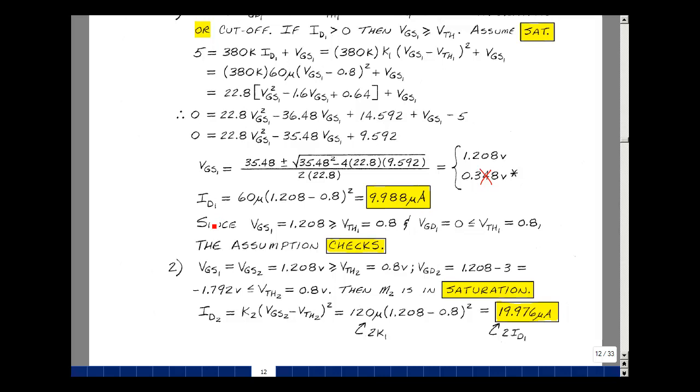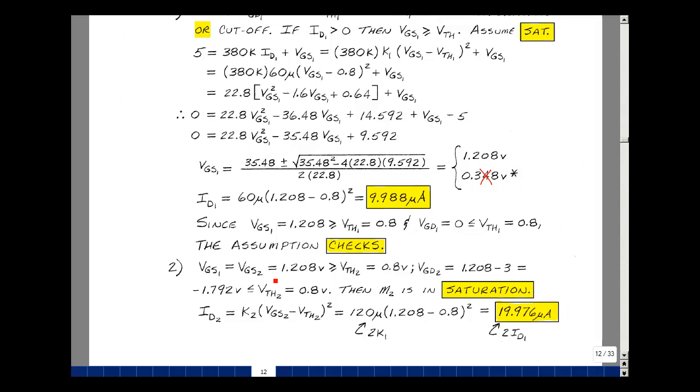Drain current for transistor 1 is going to be K times the quantity gate source voltage minus the threshold squared, and that's about 10 microamps. Since the gate source is 1.208, which is greater than threshold, and the gate to drain is less than threshold, then our assumption checks. What about transistor 2?